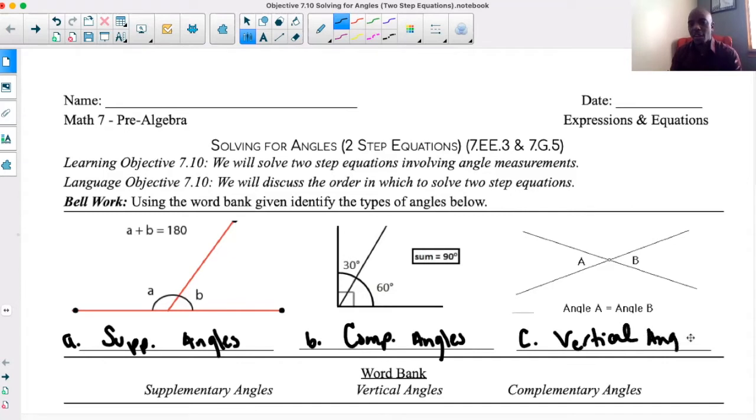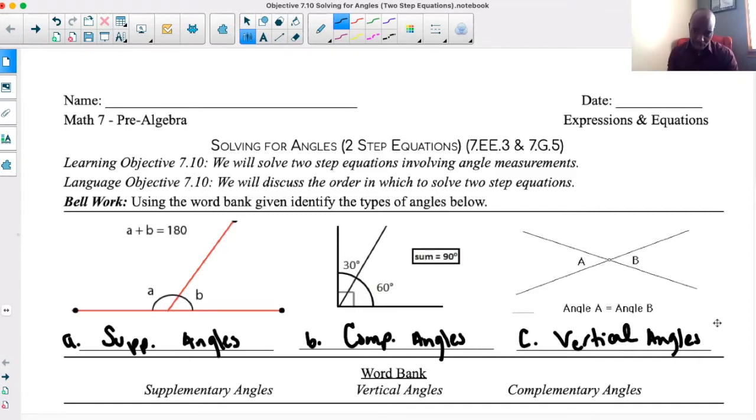Now, why are they what they are? Recap: supplementary angles are two angles that when added together equal 180. That's why you see these two angles, angle A and angle B, make a straight line, because a straight angle is 180 degrees. And in option B, you'll see that there is a 90-degree angle. That indicates that two angles add together to equal 90. So you have a 30-degree angle and a 60-degree angle. When combined together, they give you 90.